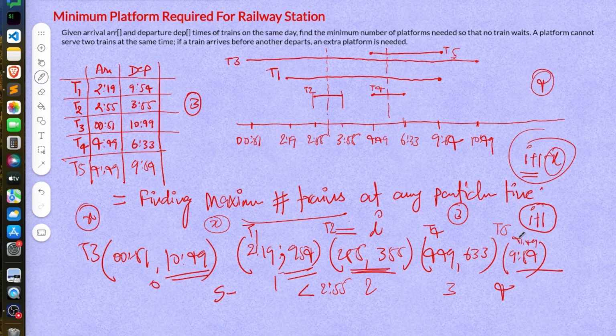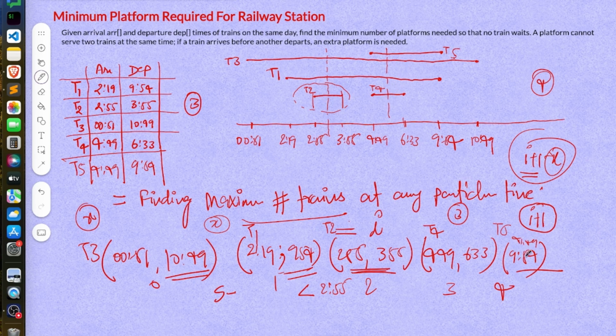See, the arrival time of T5 is 4:49, and by the time only T2 has departed, because its departure time is less than my arrival time. See, we can also see this from the number line. T2 is the only train that has departed before T4 arrives.